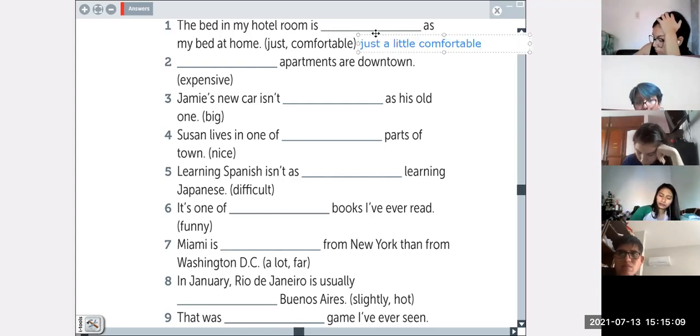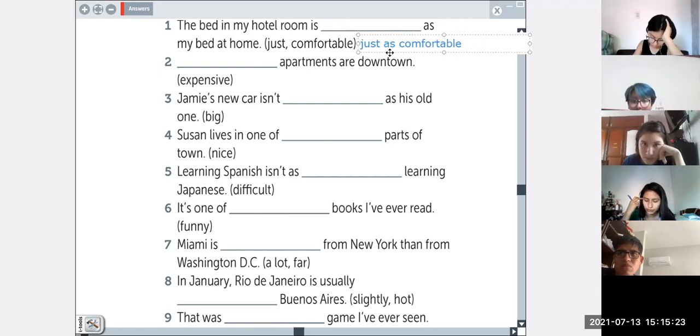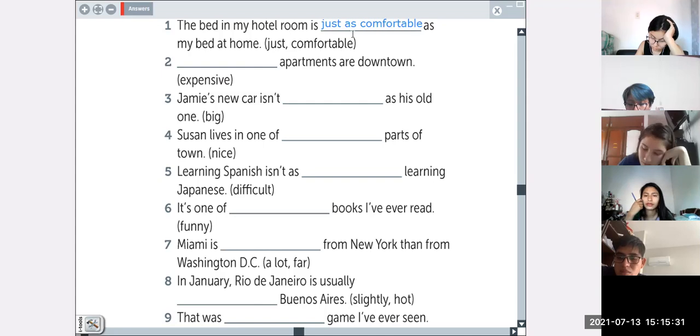Ok. Recuerdes, Ronald, que aquí tenemos as. Right? Entonces, si tenemos as al final, al principio también debemos utilizar as. Entonces sería just as comfortable as my bed at home. Ok. Just as comfortable as my bed at home. Recuerde que esta palabra, la fuerza de voz va en la primera sílaba. Comfortable. Casi no se pronuncia la for. Ok. Thank you. Let's go to number 2.